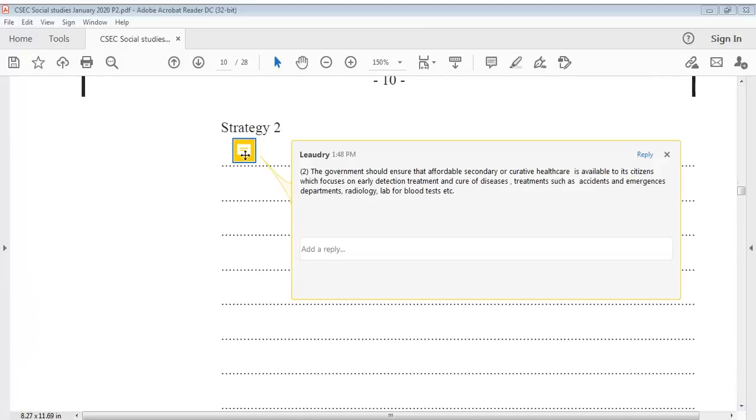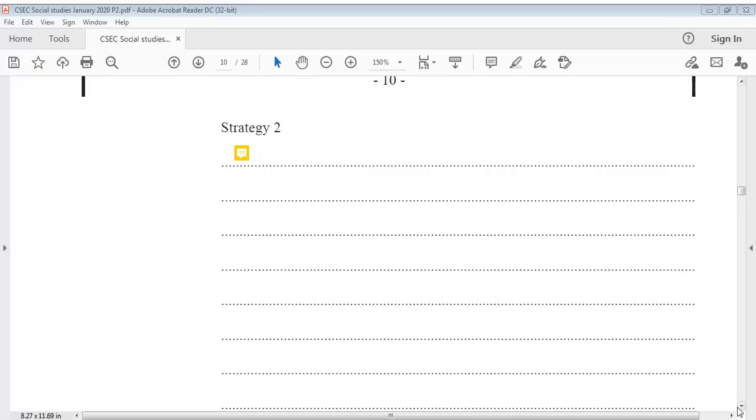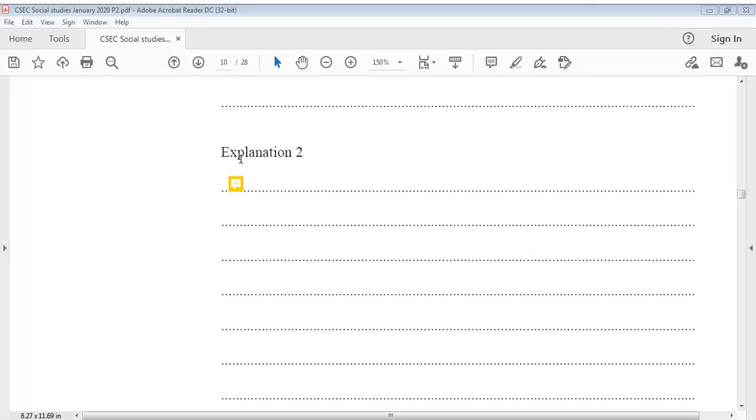Also, the government can ensure that affordable secondary or curative healthcare is available to its citizens, which focuses on early detection, treatment and cure of diseases, such as accident and emergency departments, radiology, labs for blood tests and so on. This is where, for serious cases, referrals would be made to the hospitals. So the government would ensure that hospitals are well equipped and up to standard so that they can function properly and take care of the needs of the population.